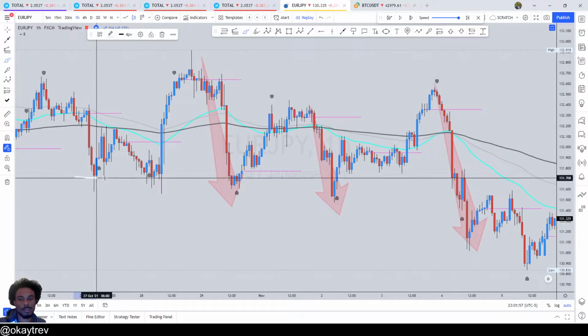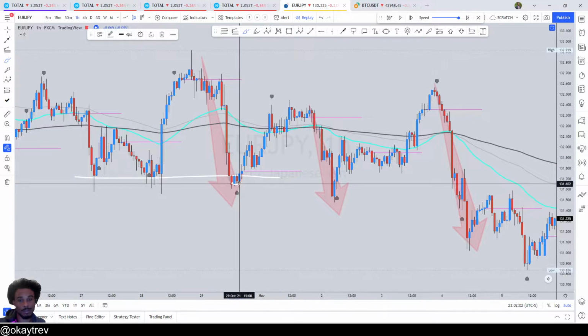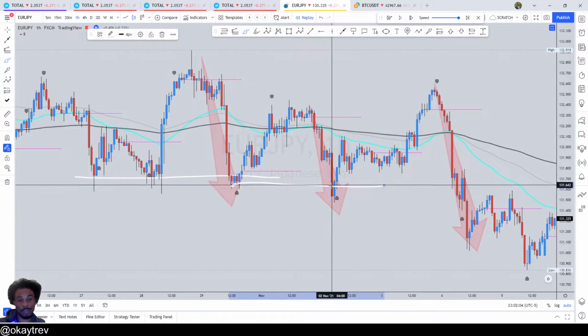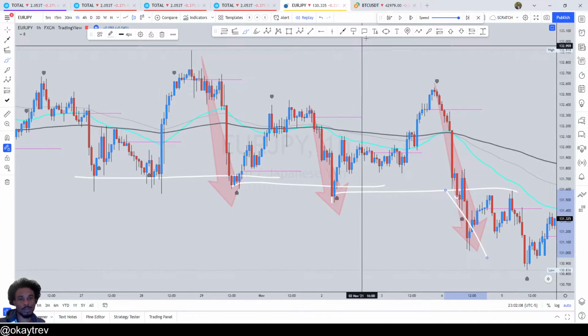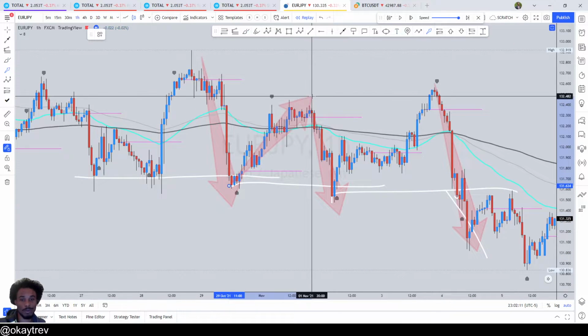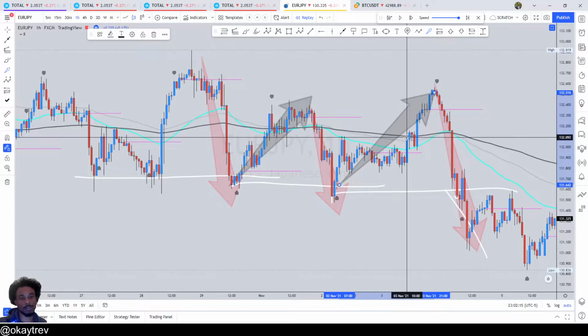I see that price has a low here. It broke that low, expanded. Okay, I see price made a low here. It broke that low, expanded. Okay, I see price made a low here. Broke that low, expanded. So that means these would be my corrections because it's decreasing.